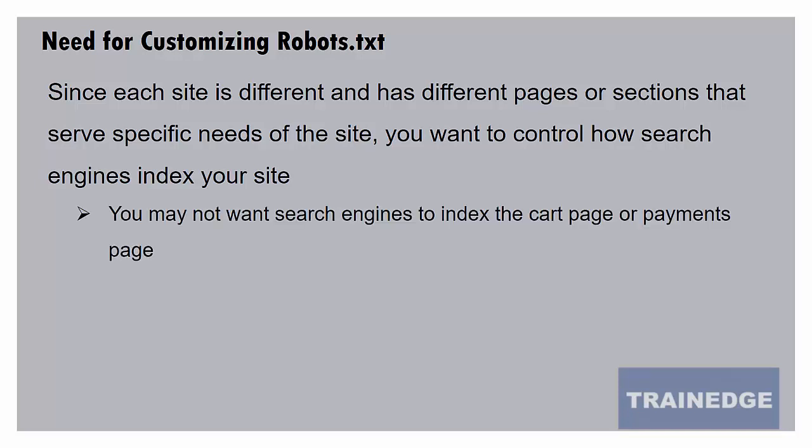For example, on an e-commerce site, there is no need to index the shopping cart page or the payments page. You don't want people to find those pages in Google search results and go directly to a shopping cart page or a payments page, because you want people to go to product page, add product to shopping cart, then go to shopping cart page.